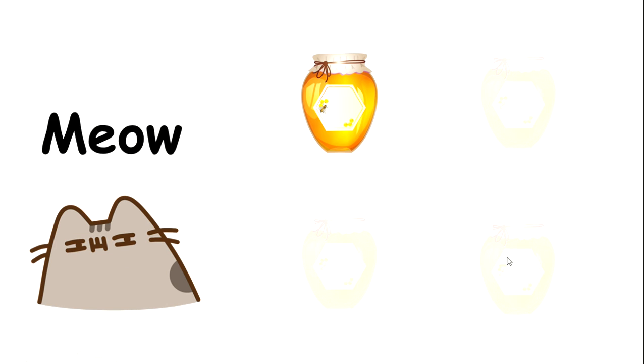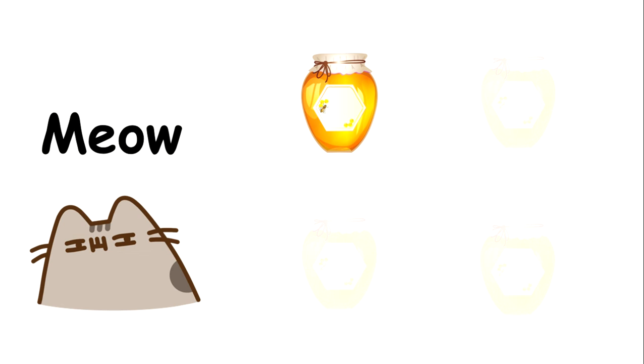Right. So now, how many jars of honey are missing in all? How many were taken away? How many were subtracted? 1, 2, 3. So 3 were taken away from the 4 that she had in all. And how many are left? Right, 1 jar of honey is left. Or we can say 1 jar of honey is remaining.